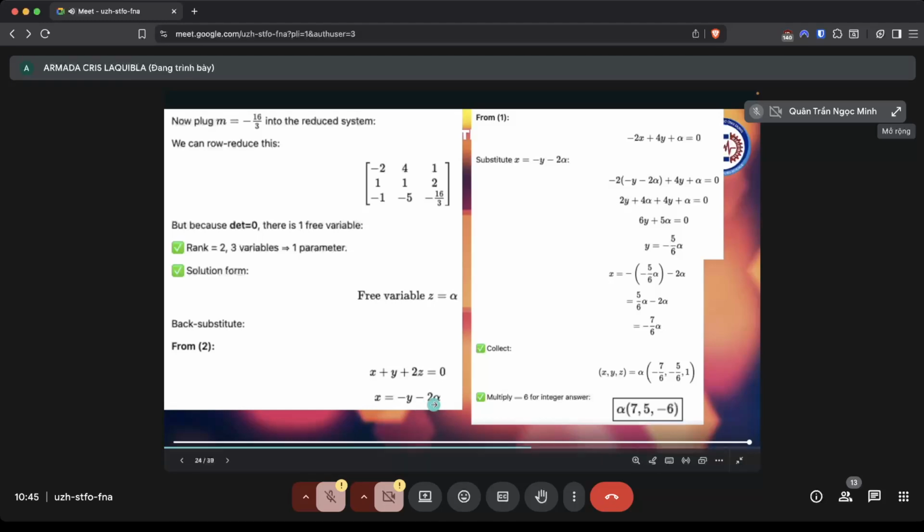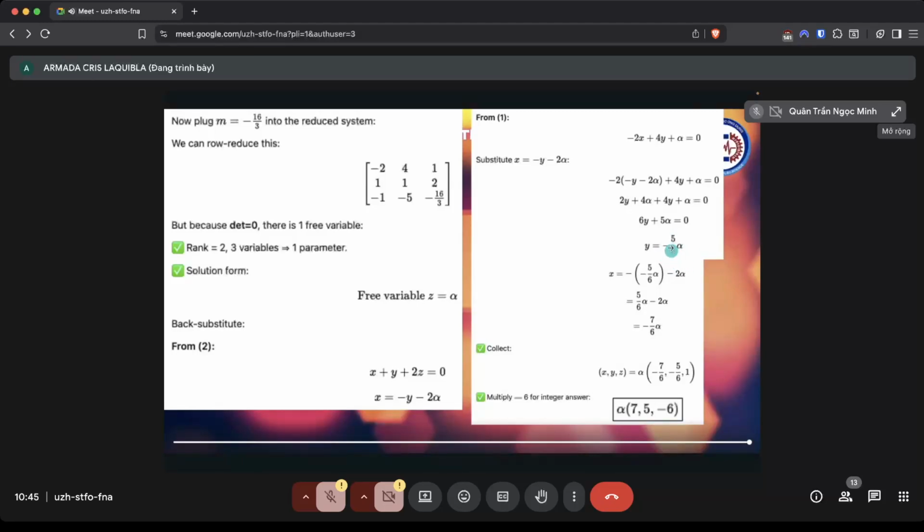Now, equation 1 also, you replace the z there by alpha, so negative 2x plus 4y plus z is equal to 0. So z now is alpha. Now, here in your equation 2, you solve here the x, which is equal to negative y minus 2 alpha. You substitute that the x here so that we only have y and alpha here. Now solve the y. We have y is equal to negative 5 over 6 alpha.